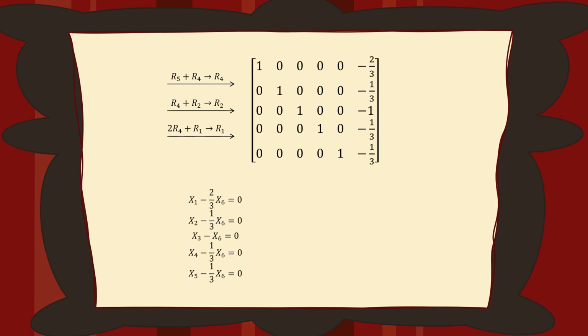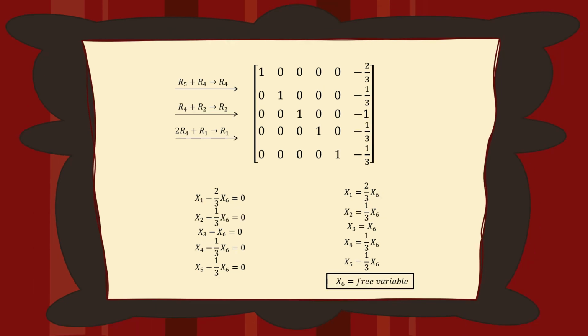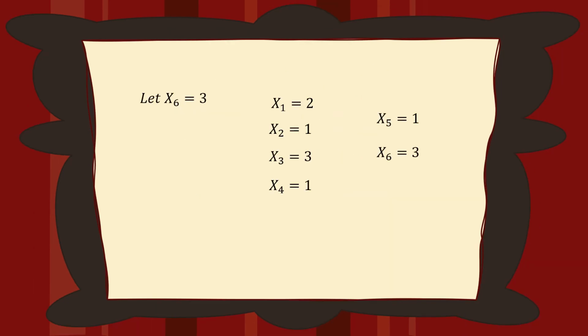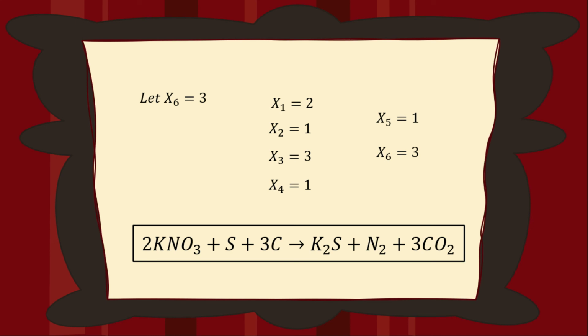And we get this free variable x sub 6, which will be multiplied by a smaller integer to get whole number coefficients. Here we get a balanced equation of gunpowder combustion. Easy to understand, isn't it?